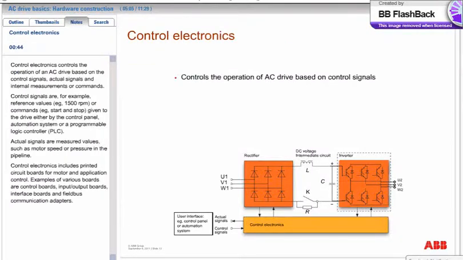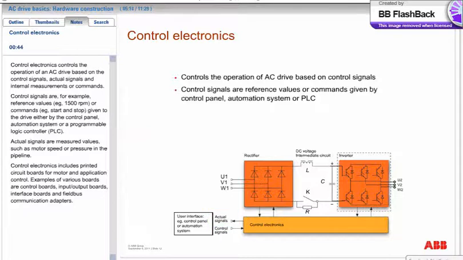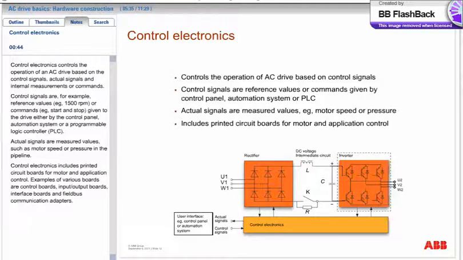Control electronics controls the operation of an AC drive based on the control signals, actual signals, and internal measurements or commands. Control signals are, for example, reference values, example 1500 RPM, or commands, example start and stop, given to the drive either by the control panel, automation system, or a programmable logic controller, a PLC. Actual signals are measured values, such as motor speed or pressure in the pipeline. Control electronics includes printed circuit boards for motor and application control. Examples of various boards are control boards, input-output boards, interface boards, and field bus communication adapters.